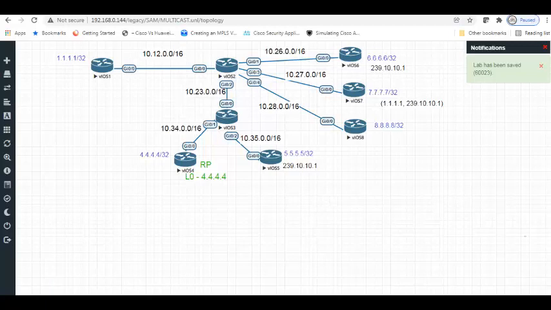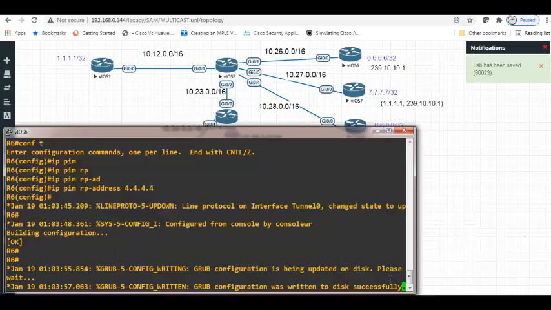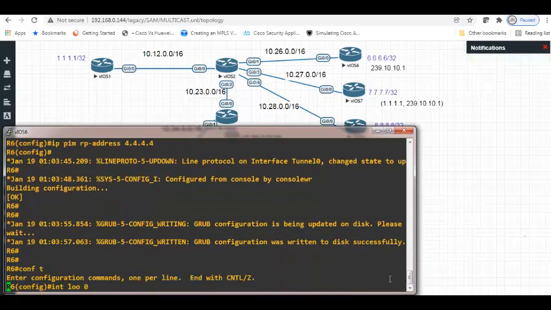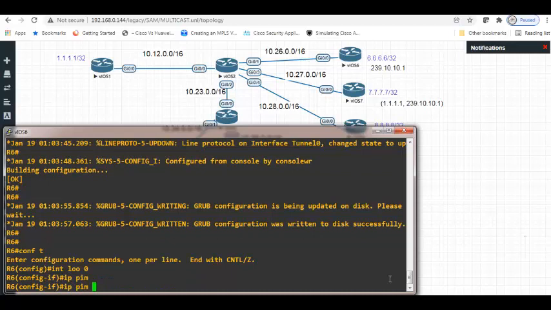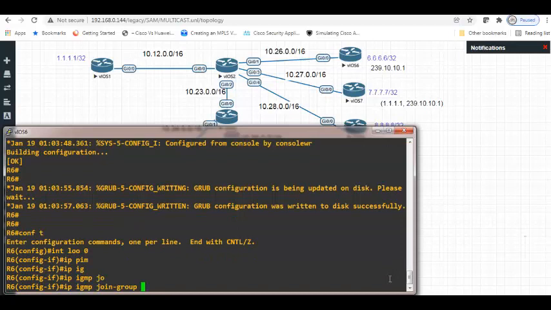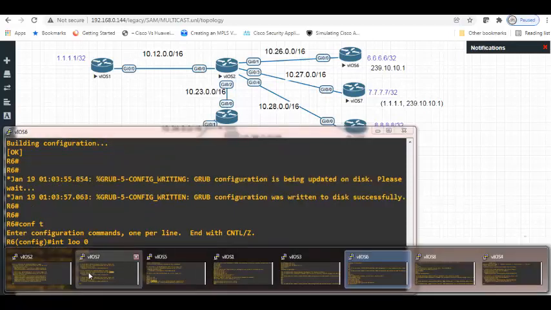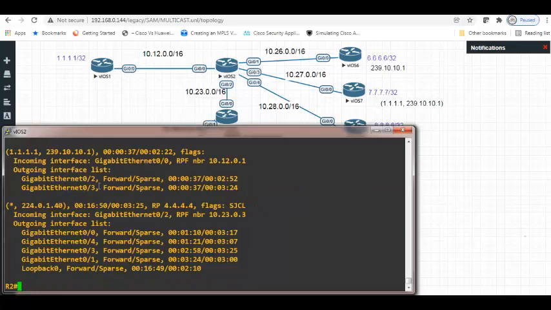First let's go to router 6 and add interface loopback 0, IP PIM, IP IGMP join group. Boom. Now earlier when I was pinging on router 2, I was seeing only G02 and G03 as outgoing. Now I should see one more interface. Can someone name it?